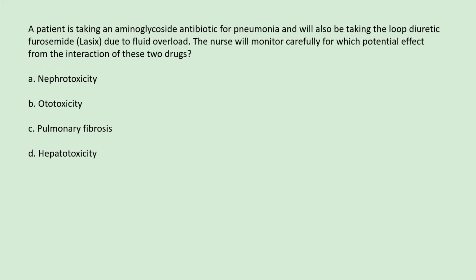A patient is taking an aminoglycoside antibiotic for pneumonia and will also be taking the loop diuretic furosemide, Lasix, due to fluid overload. The nurse will monitor carefully for which potential effect from the interaction of these two drugs: A. Nephrotoxicity, B. Ototoxicity, C. Pulmonary fibrosis, D. Hepatotoxicity. Answer: B. Ototoxicity.